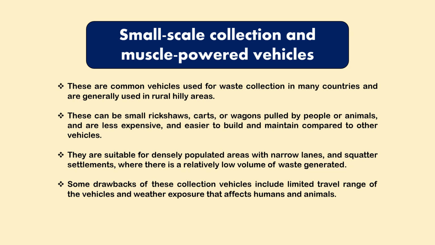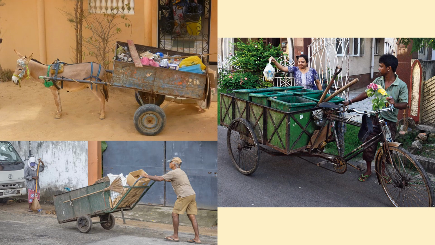But one drawback in this type of vehicle is that it can cover a limited range only, because manpower or any animal power cannot travel such a big distance. And also in rainy season it's not feasible, because in rainy season, how can one go home to home to collect waste. So this is the muscle powered vehicles. Simple donkeys here, pulling one. These are man powered.